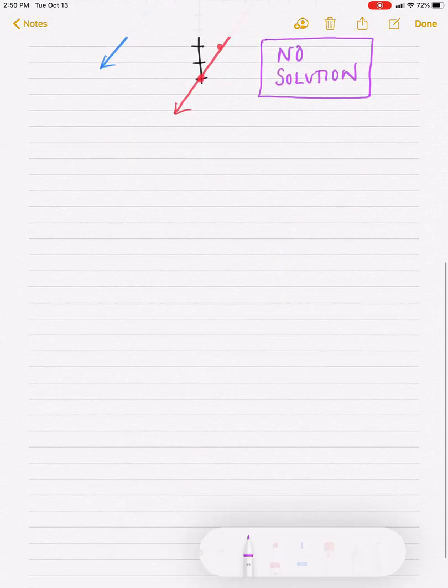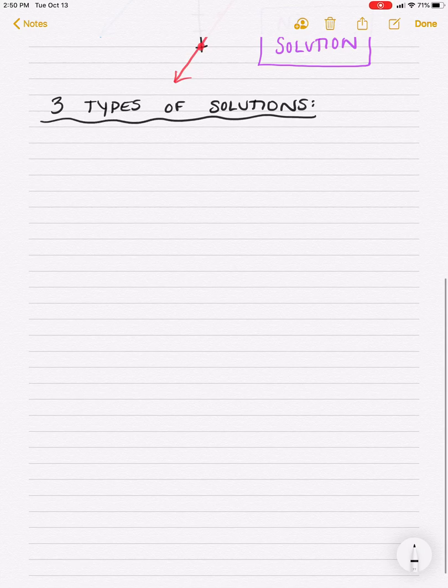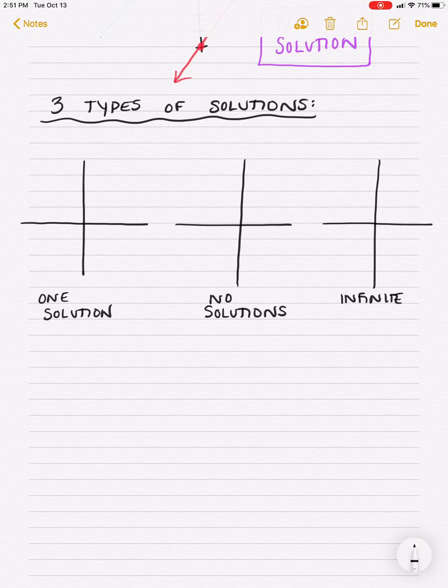This would be a good time to recap our 3 types of solutions before we get to our last problem. So we've got 3 types of systems that we're going to see with our systems of linear equations. Our first type is going to have 1 solution. Our second type is going to have no solutions, and our third type of system is going to have infinite solutions.